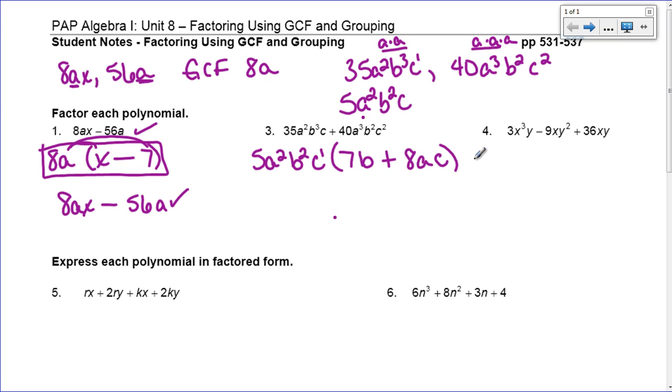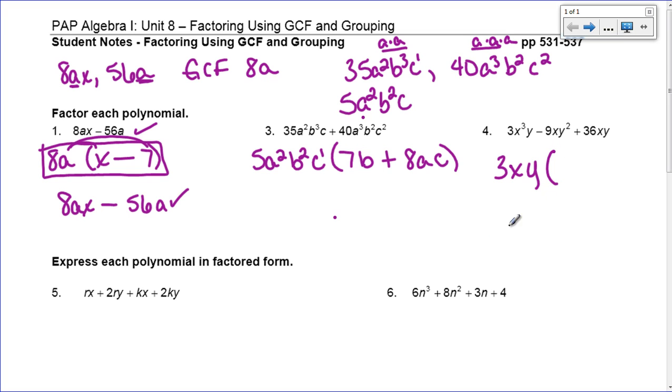Let's look at coefficients first. I have a 3, a 9, and a 36. Well, the biggest number that goes into all three of those is a 3. Now let's talk variables. I have x to the third, x to the first, and x to the first. The one with the smallest exponent we get to take out. So that's an x. Then I have a y to the first, a y squared, and a y to the first. Again, y to the first is the smallest, so I take that out.